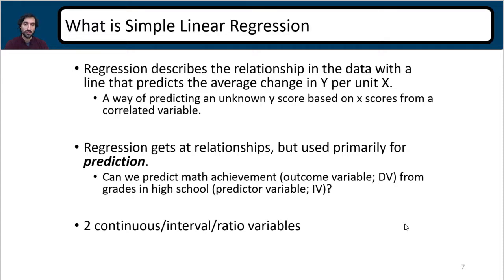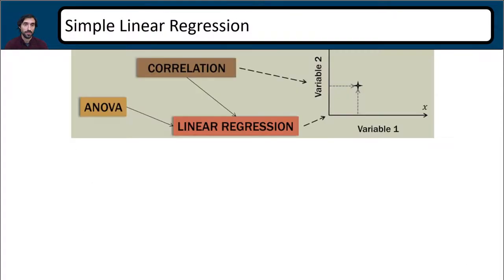Okay, so within this, here's our example. Regression gets at relationships, but primarily we're looking at predictions. So what does X predict Y? Can we predict math achievement from grades in high school? Within that, our math achievement would be our dependent variable, or outcome variable, response variable. I know all of these, so we're just sticking with dependent variable. And then our independent variable would be our grades in high school. And by doing this, just like with correlation, we are looking at continuous scales when we're looking at these variables.